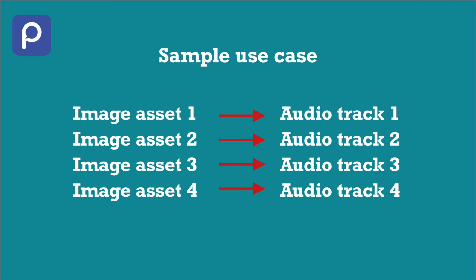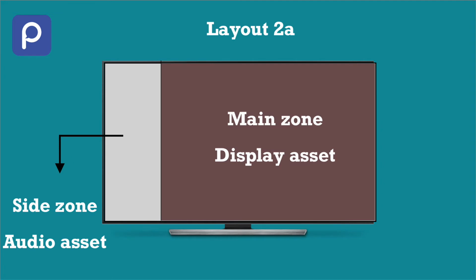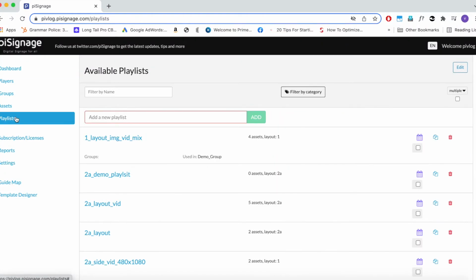This can be done by using multi-zone layout feature of piSignage. You choose a two-zone layout, add the display asset in the main zone and audio asset for background in the side zone. When the main zone transitions to next asset, the audio attached to the respective main zone also starts. So let us see the demo.